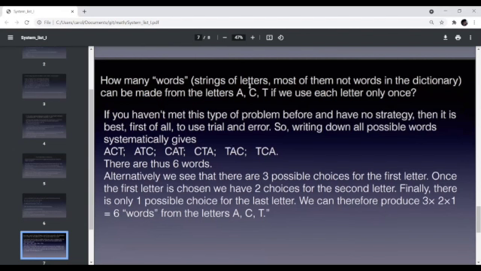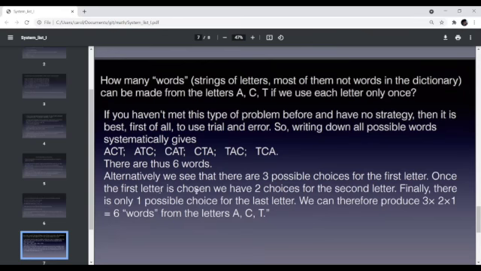How many words, strings of letters, most of which are not in the dictionary, can be made up from the letters A, C, and T if we use each letter only once? If you haven't met this type of problem before and have no strategy, then it's best first of all to use trial and error. So writing down all the possible words you can think of systematically gives ACT, ATC, CAT, CTA, TAC, and TCA. And thus there are 6 words.